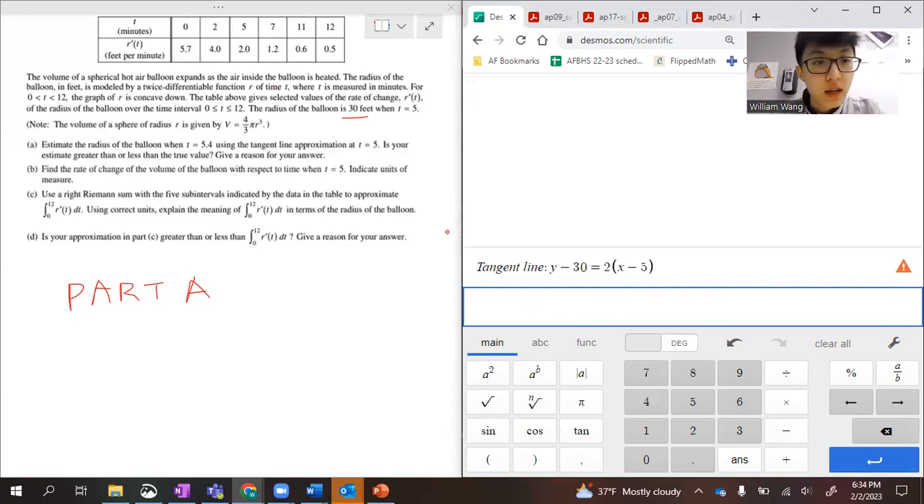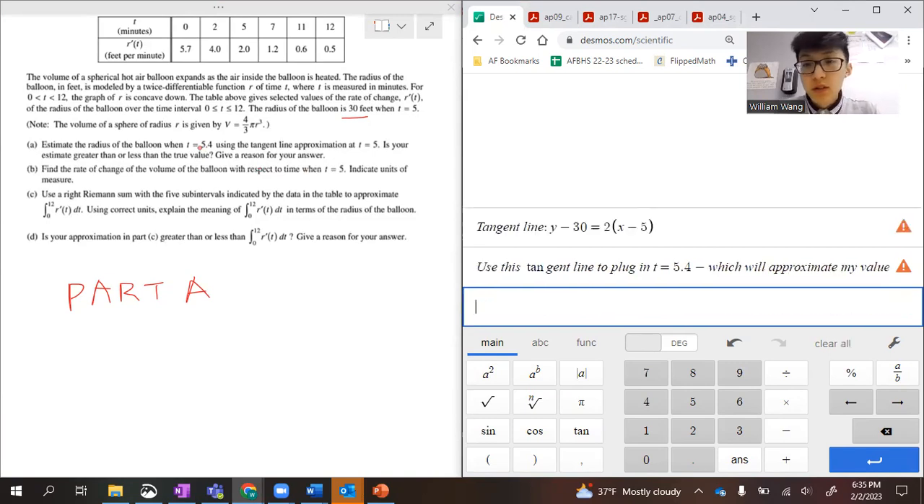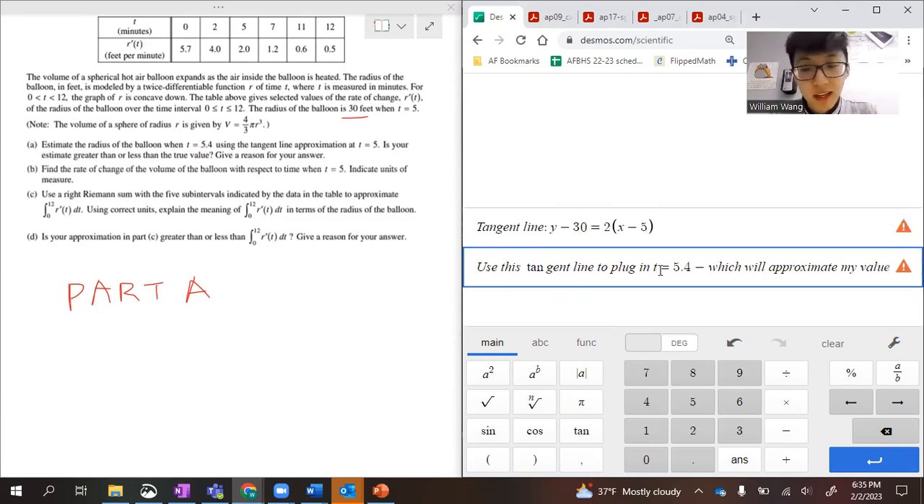I created my tangent line, and let's see. So I'm going to use my tangent line to approximate my value. So use this tangent line to plug in 5.4, or I guess plug in x equals 5.4, which will approximate my value.